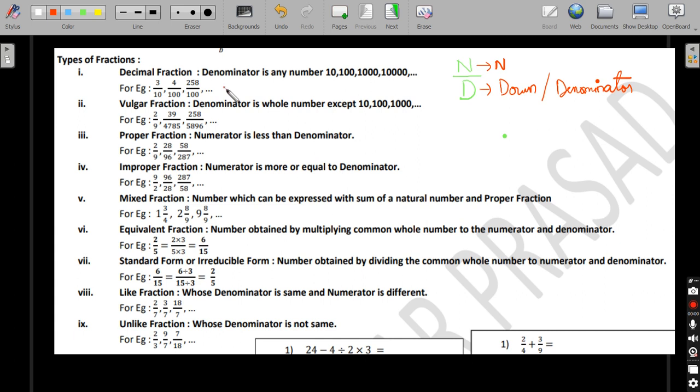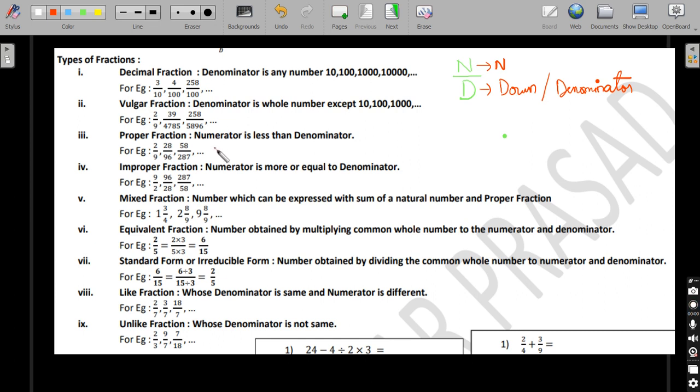Are you able to understand clearly the difference between decimal fraction and vulgar fraction? In decimal fraction, the denominator can be 10, 100, 1000, any such number, but it should be 1 followed by zeros. And except that, anything in the denominator is considered a vulgar fraction.